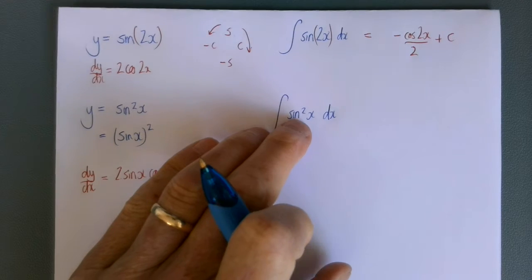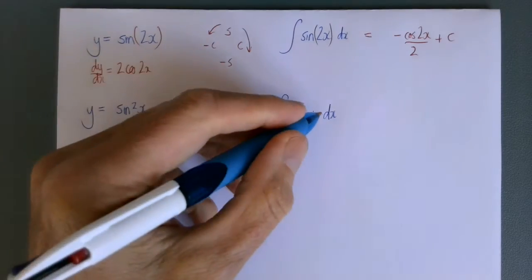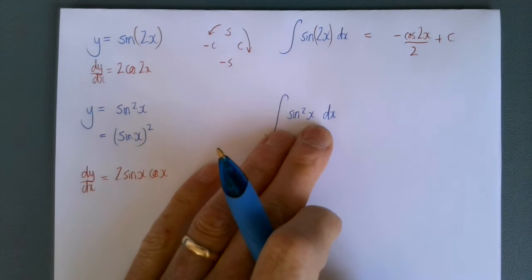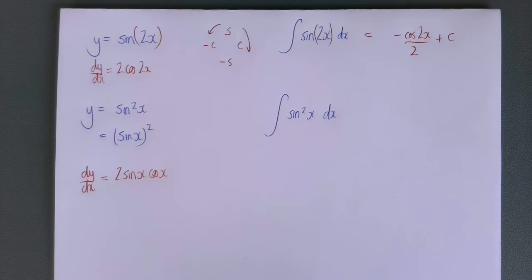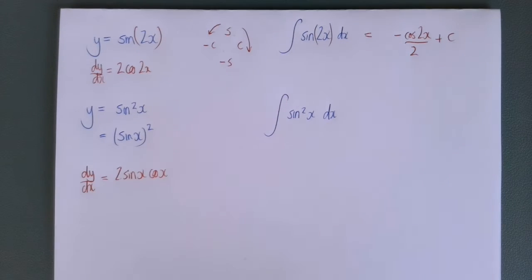I can't integrate sine squared x in the same straightforward way. You can't write it as sine x squared and increase the power divided by the new power, because if you remember, you can only integrate brackets when the bracket contains something linear, so 3x plus 1 to the power of 5 or something like that. So I can't integrate that.